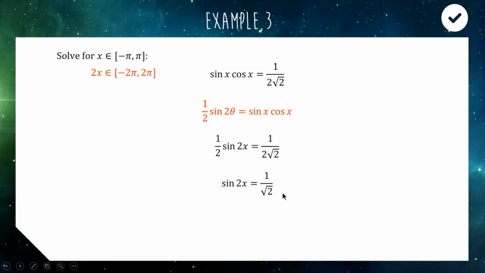All right, so 1 over root 2 is one of our exact answers. That is the answer with sine of 45 degrees or pi on 4. So we know that 2x is going to be pi on 4. It's a positive answer, so we're going to be in the positive quadrants, which for sine are the first two, quadrant 1 and quadrant 2.